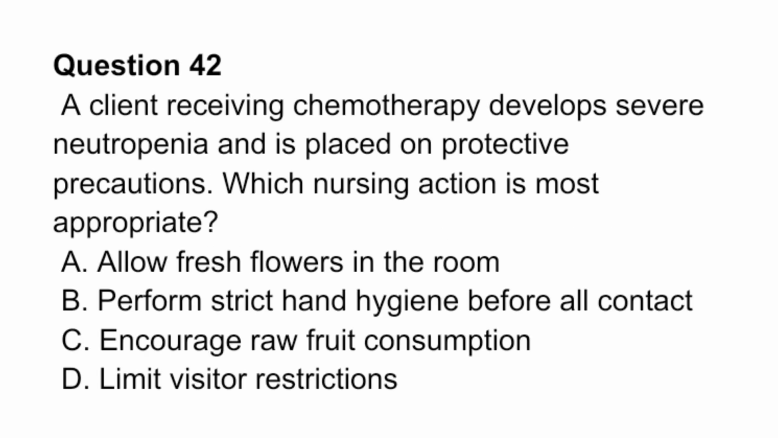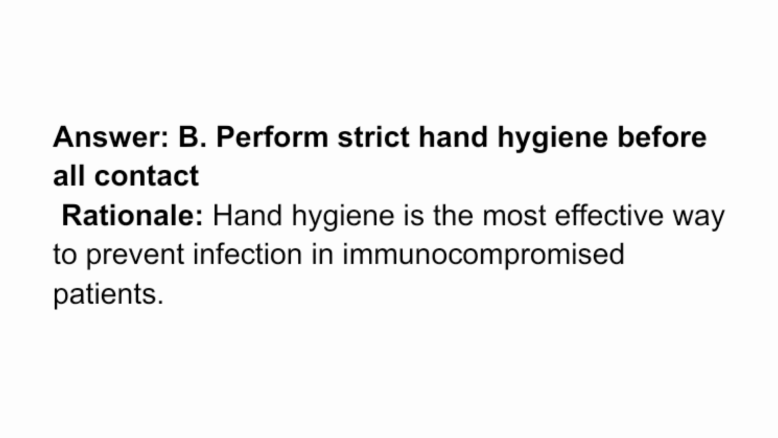Question 42. A client receiving chemotherapy develops severe neutropenia and is placed on protective precautions. Which nursing action is most appropriate? A. Allow fresh flowers in the room. B. Perform strict hand hygiene before all contact. C. Encourage raw fruit consumption. D. Limit visitor restrictions. Answer. B. Perform strict hand hygiene before all contact. Rationale. Hand hygiene is the most effective way to prevent infection in immunocompromised patients.